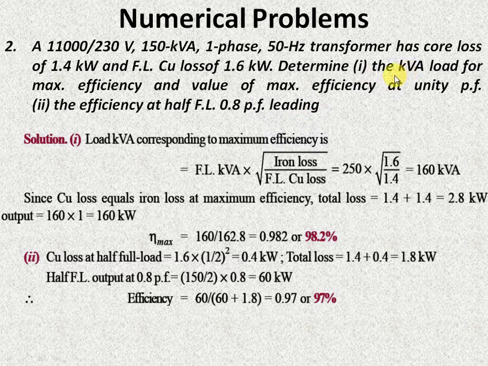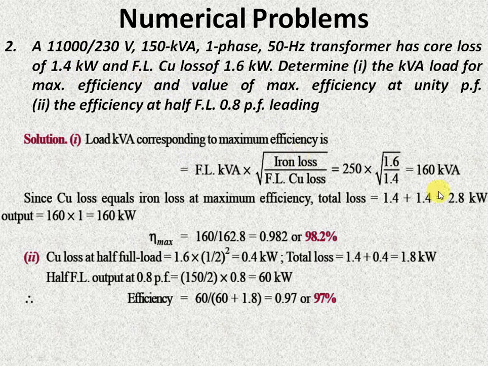So in the first part, you are asked to find the power rating of the machine corresponding to maximum efficiency condition. That can be found out by using this relation. Please note a correction here. This is actually not 250, this is 150, and you will be able to get the value of the power rating corresponding to maximum efficiency as 160 kVA. As we all know from the previous slides, at maximum efficiency condition, the value of copper loss will be same as that of the value of core loss.